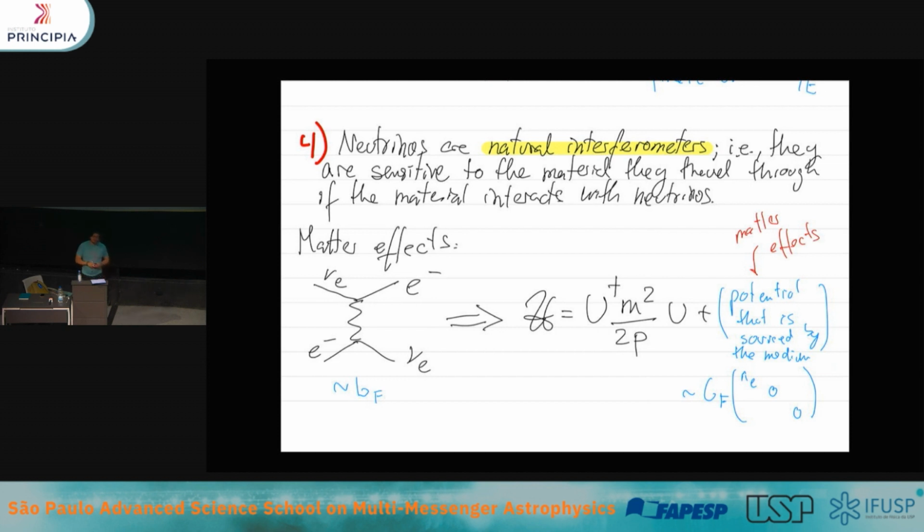And so they're really important in the case, for example, of the sun. Solar neutrino physics doesn't make sense if you don't take this into account. In the case of neutrinos in the atmosphere, they're going to be less significant. But for the high energies, in some cases, they will start being more relevant.